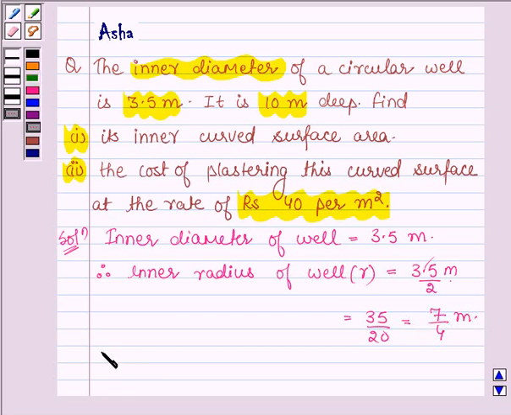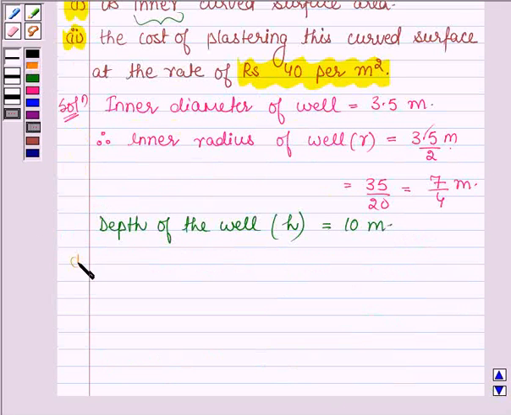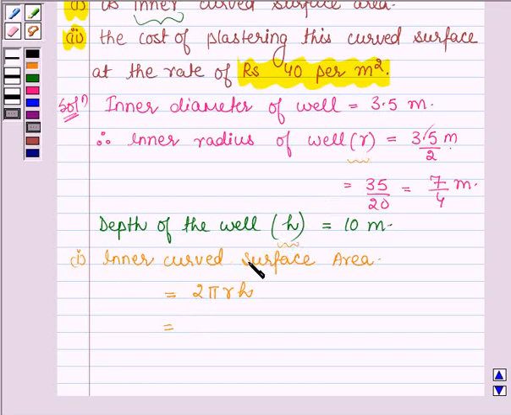Also, we are given that the depth of the well, denoting it by h, is equal to 10 meters. Now, first we have to calculate the inner curved surface area. To calculate the inner curved surface area of a cylinder, its formula is 2 pi rh, where r is the radius and h is the height. So, substituting the values of the inner radius of the well and the depth of the well, we'll get the inner curved surface area of the well.